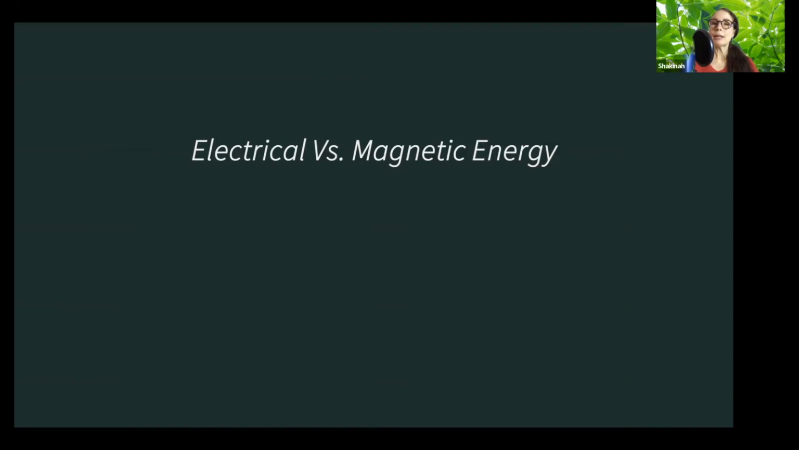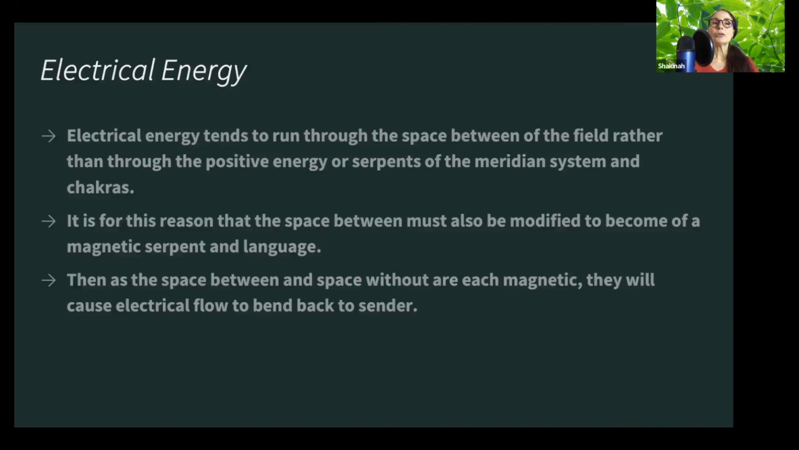Electrical versus magnetic energy. Electrical energy tends to run through the space between of the field rather than through the positive energy or serpents of the meridian system and chakras. It is for this reason that the space between must also be modified to become of a magnetic serpent and language. Then, as the space between and space without are each magnetic, they will cause electrical flow to bend back to the sender.